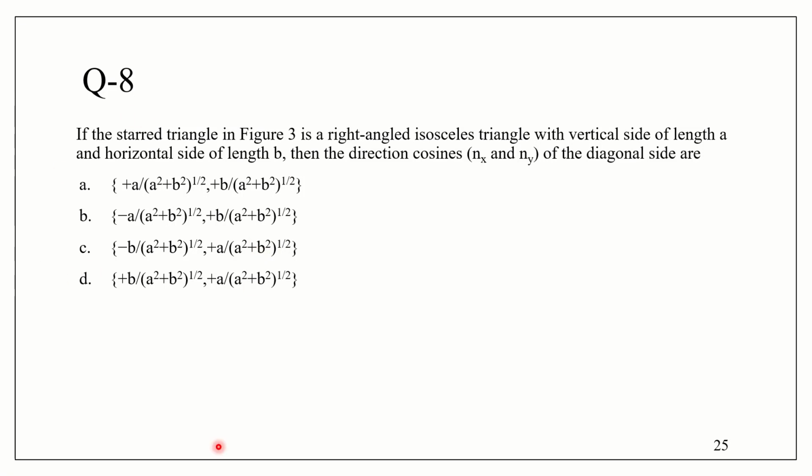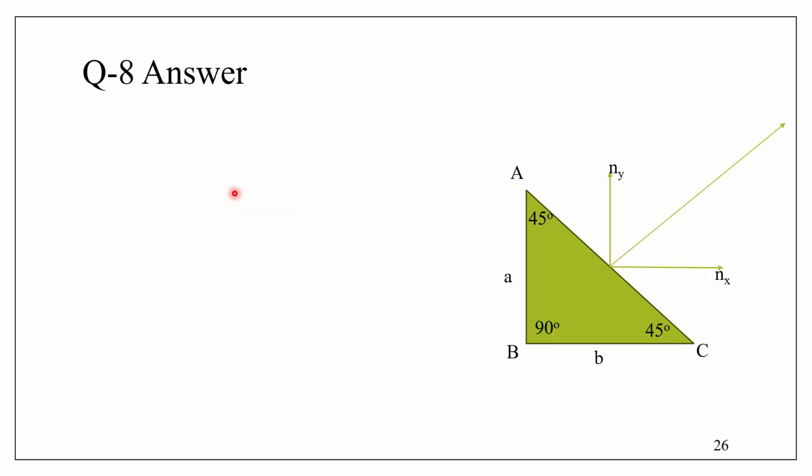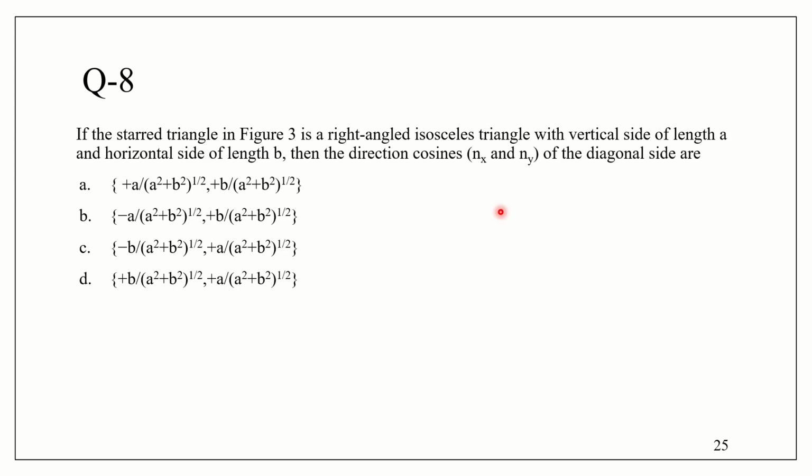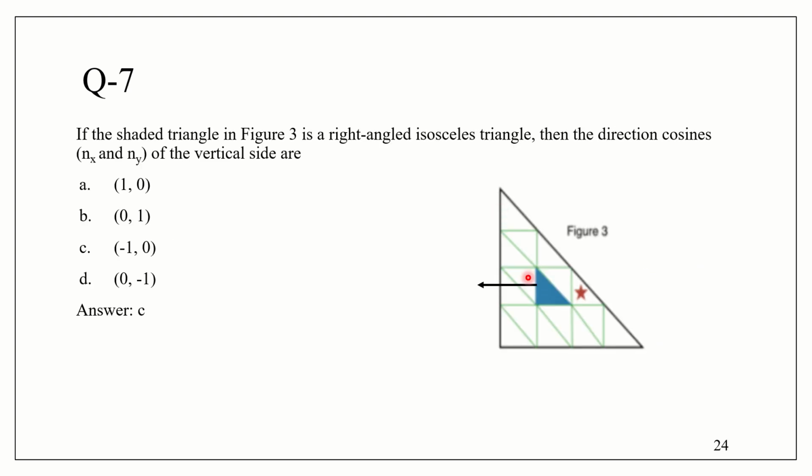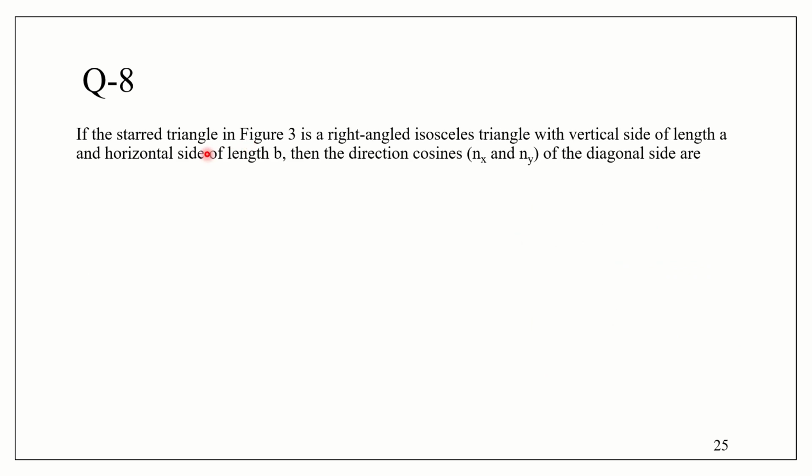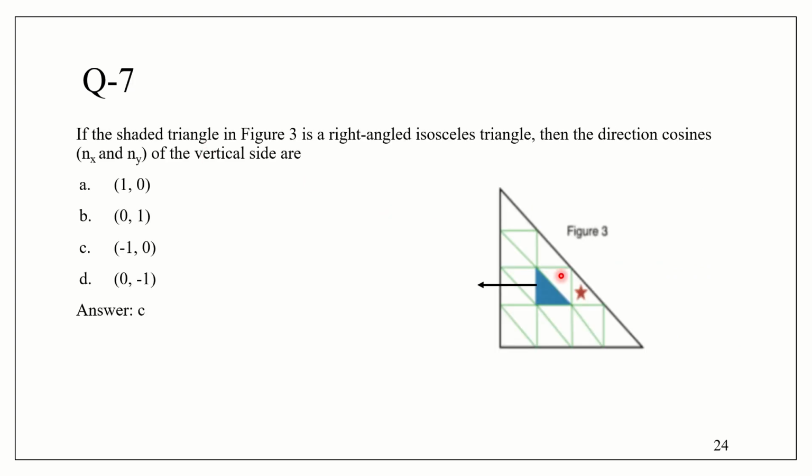For that we need to first get the triangle and we'll see the answer. I think option D is the answer, but we'll just see. So it is that particular triangle. This is figure 3, and we are dealing with this shaded triangle.